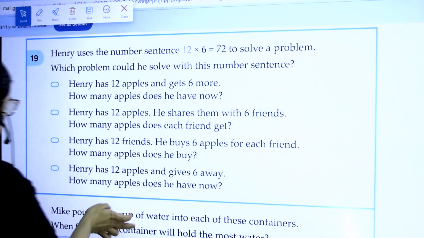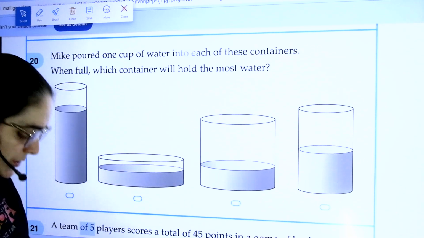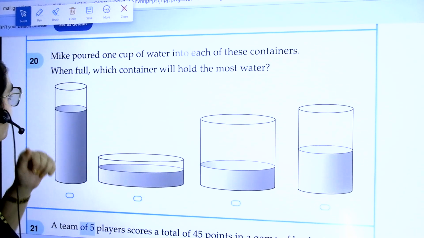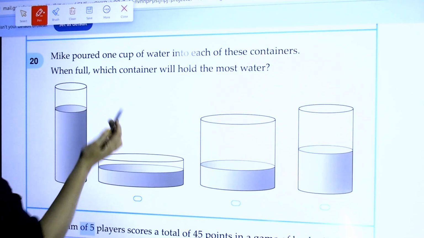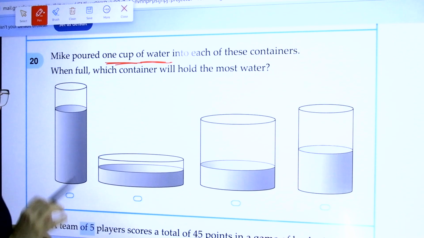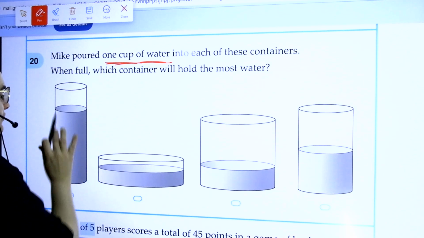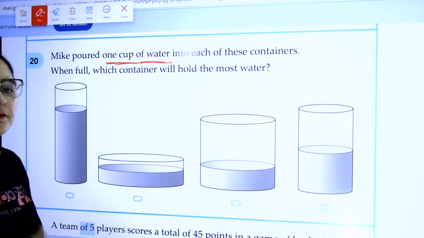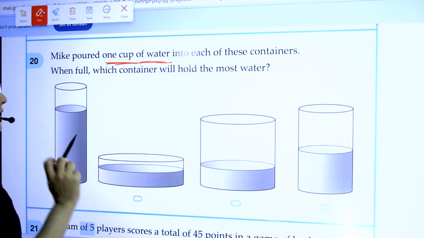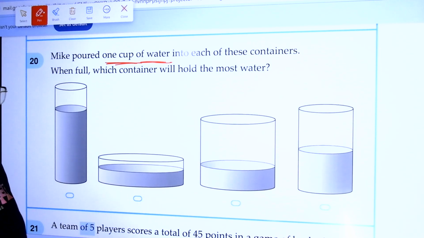Next, let's take problem 20. Mike poured 1 cup of water into each of these containers. So we must read the question carefully. Mike is pouring 1 cup of water. He had 1 cup of water that he is pouring in each of the containers. This is 1 cup, this is 1 cup. They are different sizes of containers, so they look different, but he actually had 1 cup of water. So he put the same amount of water in each of the containers.